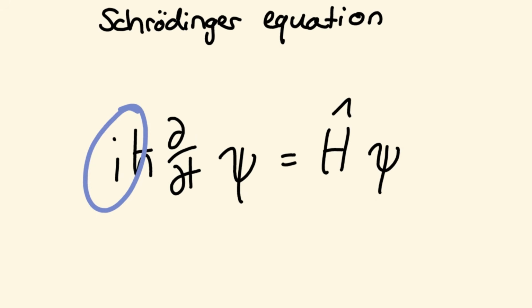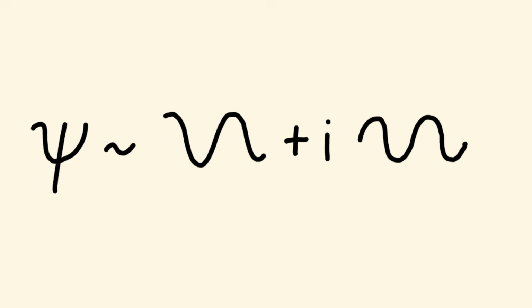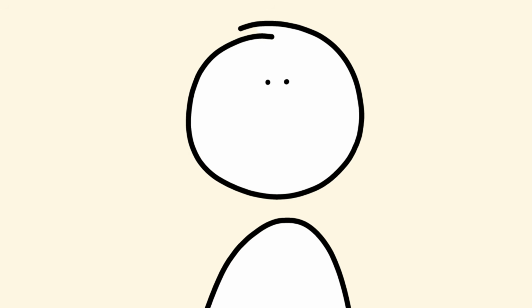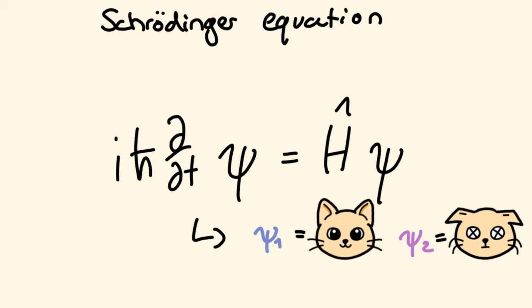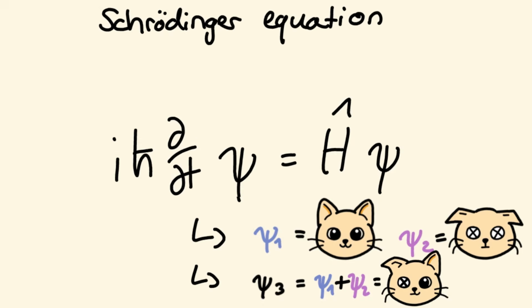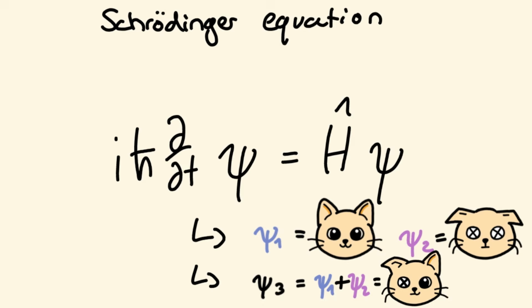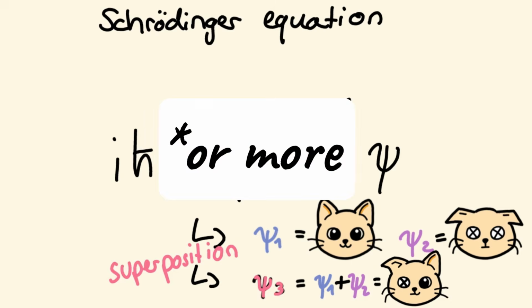Maybe you've already noticed the i in the Schrödinger equation. That's where the i of the wave function comes from. Furthermore, the Schrödinger equation has one important mathematical feature. If you have 2 valid solutions, the sum of those must be a solution as well. That's what we call a superposition. A wave function that is the sum of two wave functions.